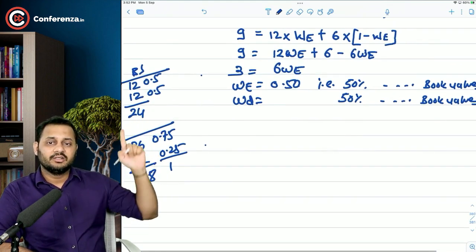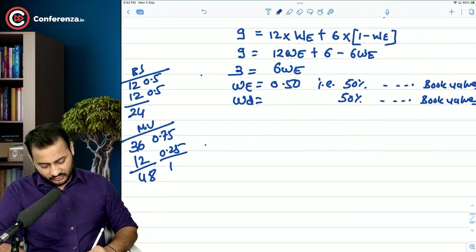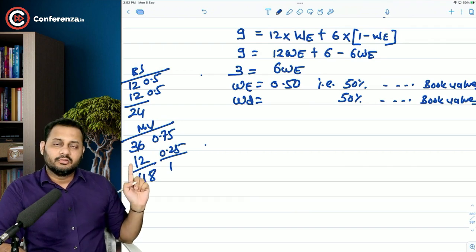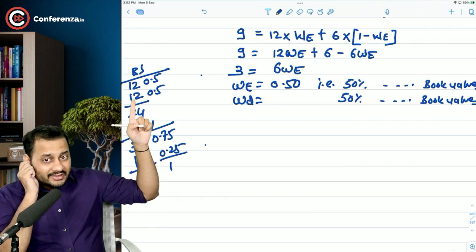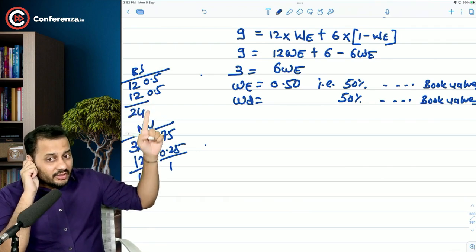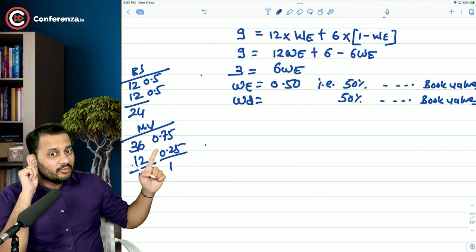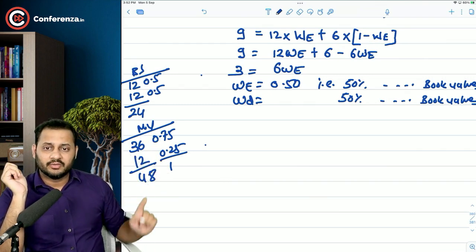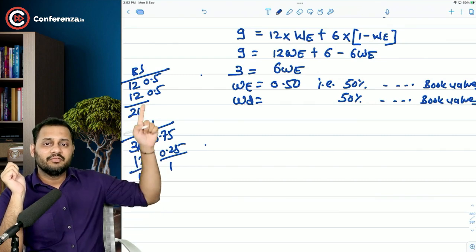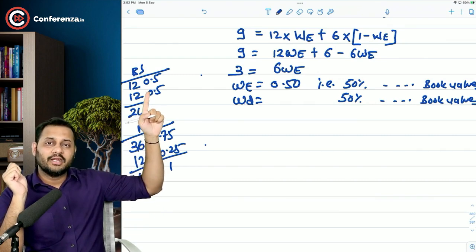That's the mistake done by us while calculating the correct value of the company. So that was the wrong answer because the weights were wrong. This is the correct answer. So if you go by that, you will get the weights as 0.75 and 0.25. How did we calculate 0.75? 3 times the book value weight.